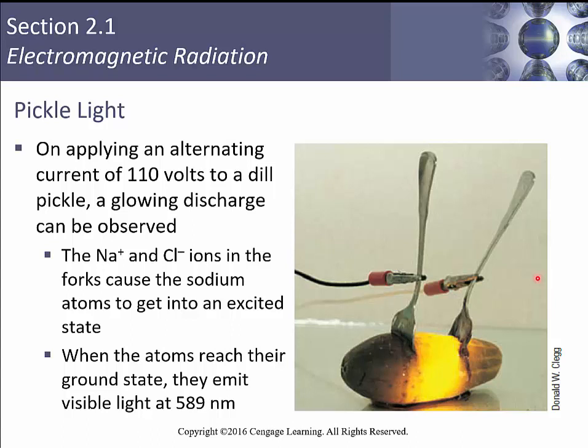That's because the sodium and chloride ions in the pickle cause the sodium atoms to get into an excited state. When the atoms go back to the ground state from the excited state, they're going to emit visible light at about 589 nanometers. That's the kind of yellowish glow that you see in there. Old style street lights were often sodium street lights, which is why they got that yellowish tint. It's coming from sodium emission.